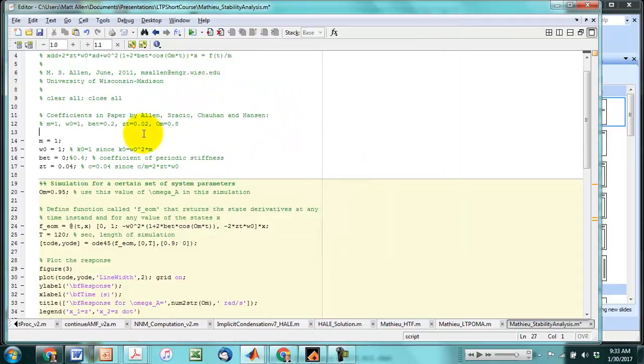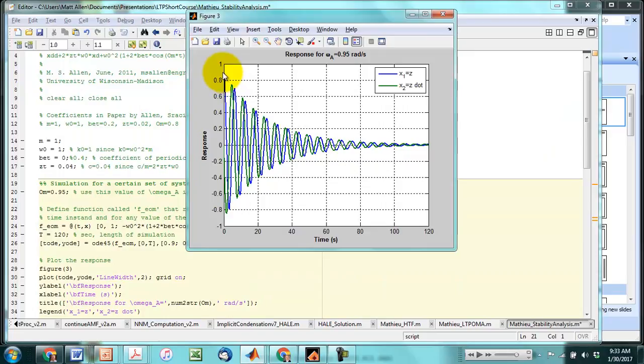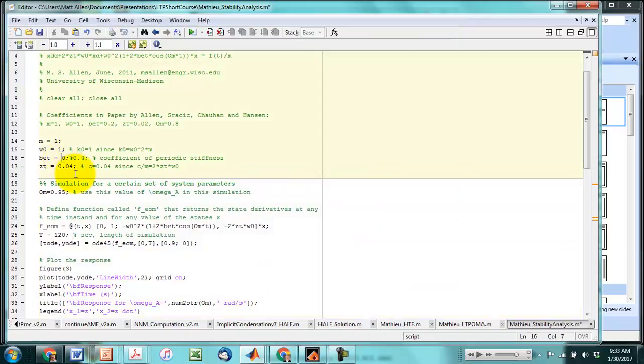Oops. And let's run both of these cells. And this is the free response of the system. And again, it's just a linear time invariant system, so nothing really interesting happens. What happens as we begin to add time periodicity to the system?